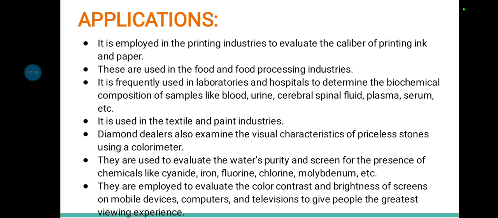Then where we apply this colorimeter: it is employed in the printing industries to evaluate the caliber of printing ink and paper. Then food and food processing industries, and also it is frequently used in the laboratories and hospitals to determine the biochemical composition of samples like blood, urine, cerebrospinal fluid, plasma, serum, etc. Then it is used in textile and paint industries. Diamond dealers also need this colorimeter for visual characteristics of priceless stones.